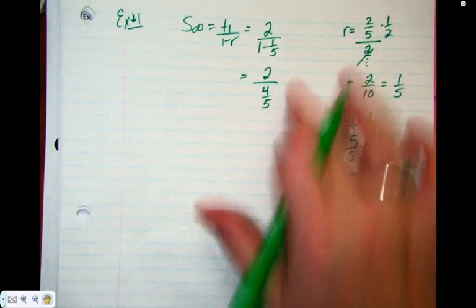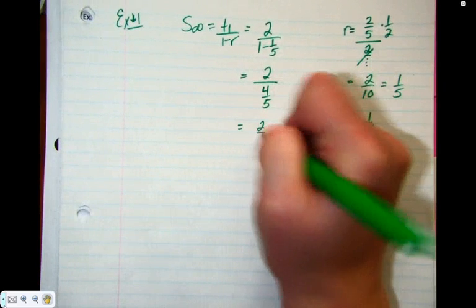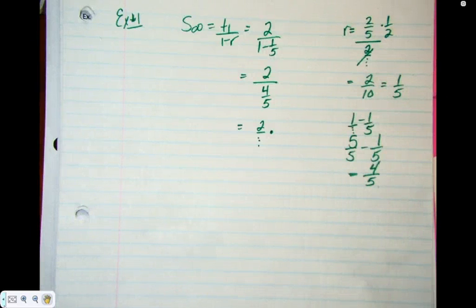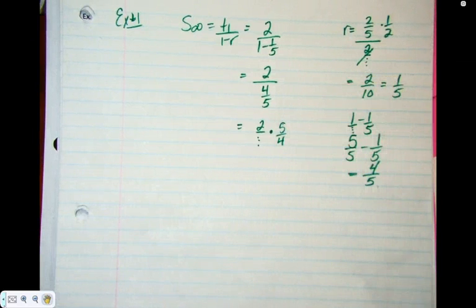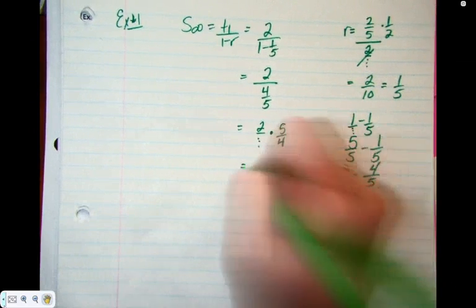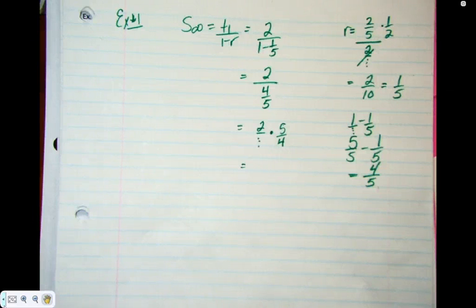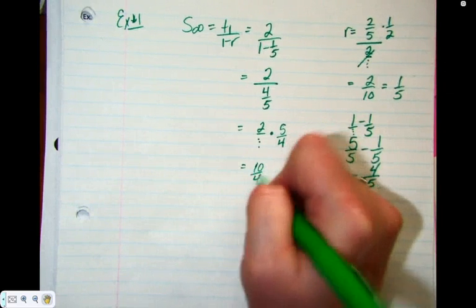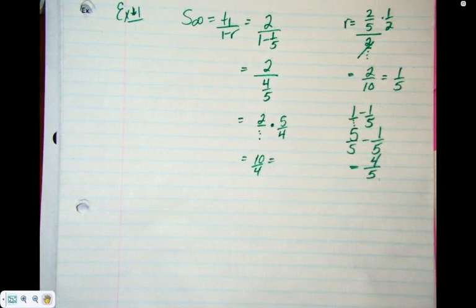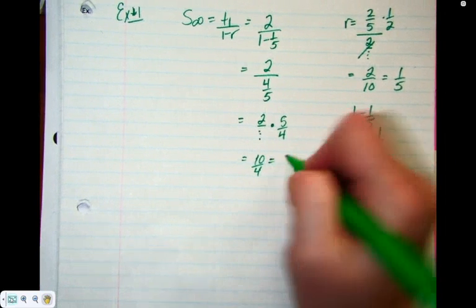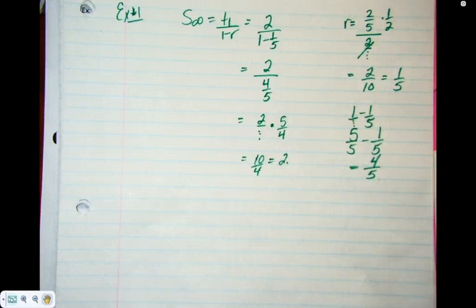This is just a straight up division. My first fraction is 2 over imaginary 1. I'm going to flip that bottom guy. 4/5 is going to become 5/4. Top times top, bottom times bottom. And typically we give sum to infinities in decimal. If you want to keep it as a fraction, there's nothing wrong with that. It's just typically they're in decimal. So this would become 2.5.